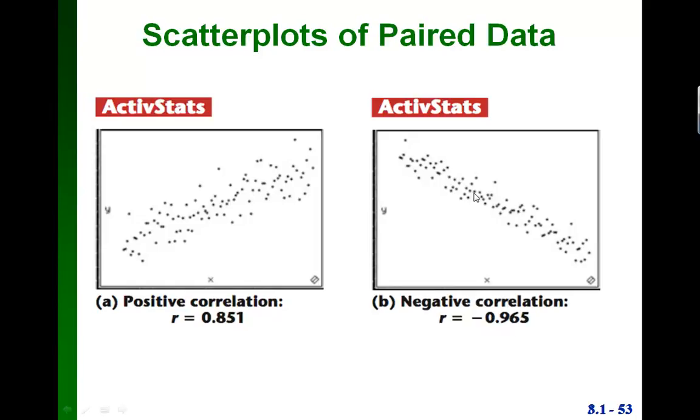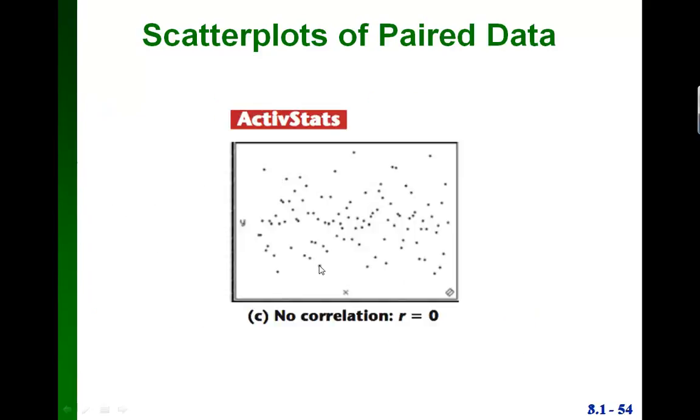And notice that this one is a little bit more close to a straight line pattern than this one was. The points in this one are more spread out. The points in this one are at least closer together and look a little bit more like a straight line pattern. The value of R, in this case, is negative because we have a negative correlation, but it's closer to -1 than this one was to 1.